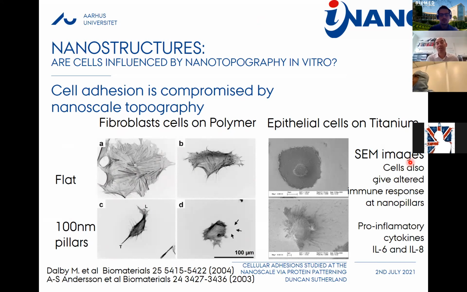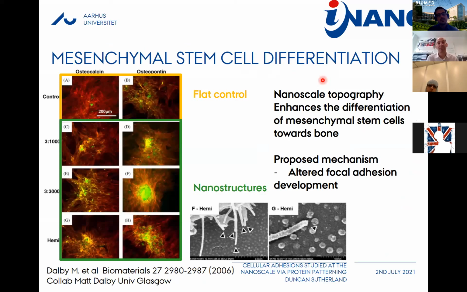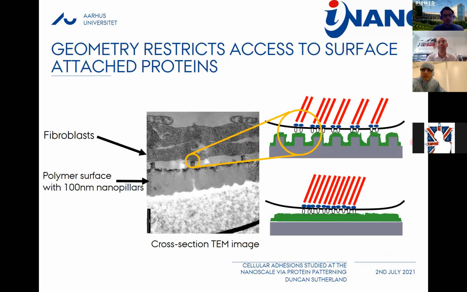And then we would find changes in, for example, signaling events with the cells. If we're looking at stem cells, then we saw changes in differentiation of the stem cells. And so it's really promising. It's a little hard to understand exactly what's going on. And so one of the hypotheses we had was that the role of the topography was that it would change the way in which proteins were available at the surface.